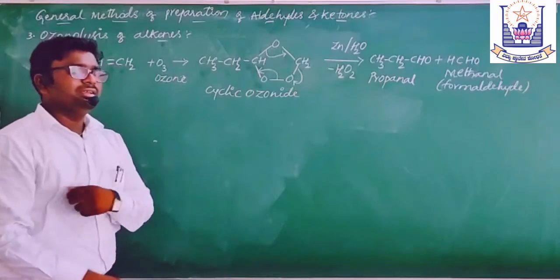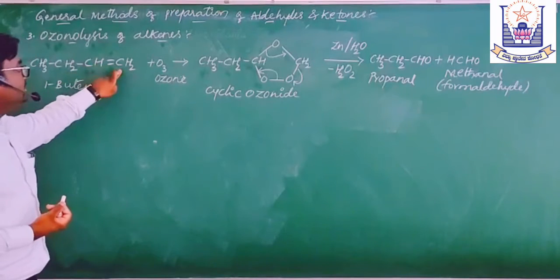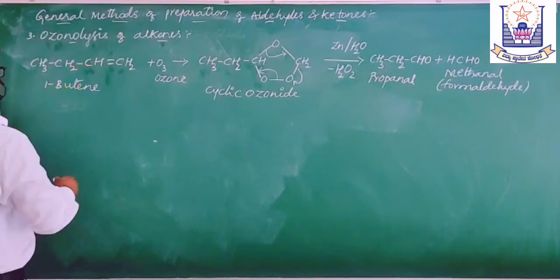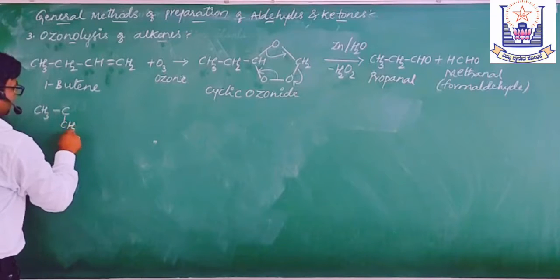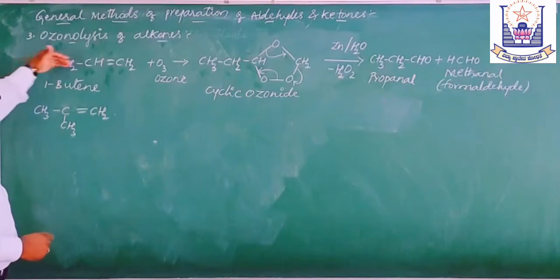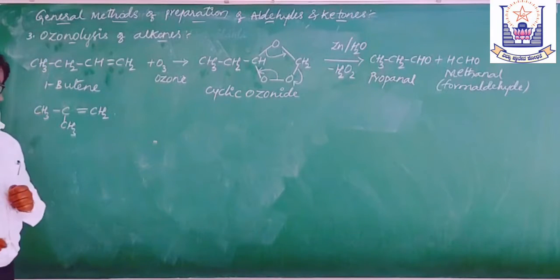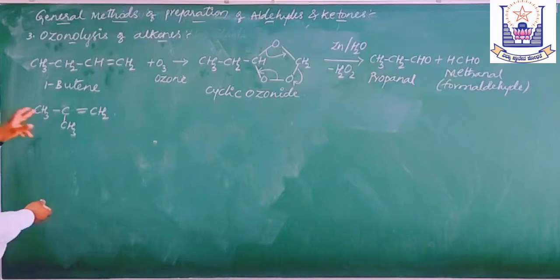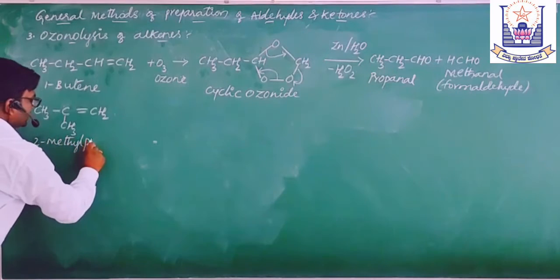Okay. Then to get ketones, the unsaturated carbon must have 2 carbon atoms linked. Okay. Let us consider CH3, C(CH3), double bond CH2. See, this is not 1-butene, no? An isomer of this is this. In the common system, we can call this isobutene, or IUPAC name is 2-methyl propene.